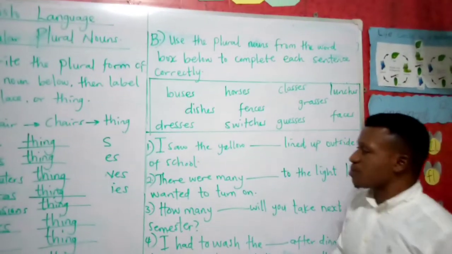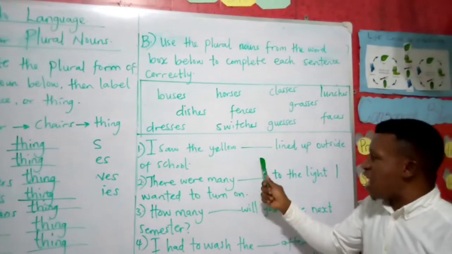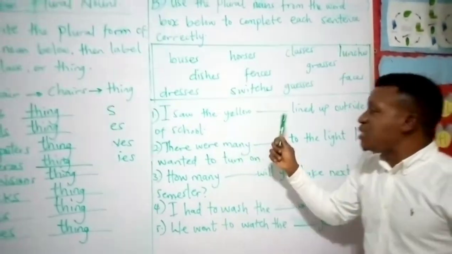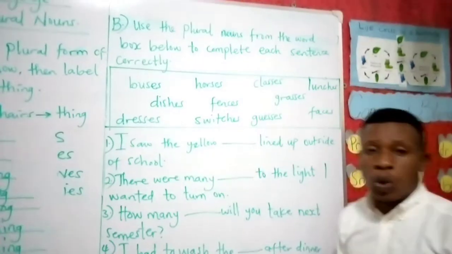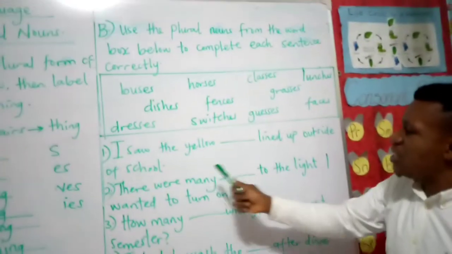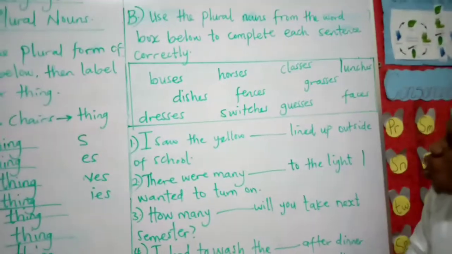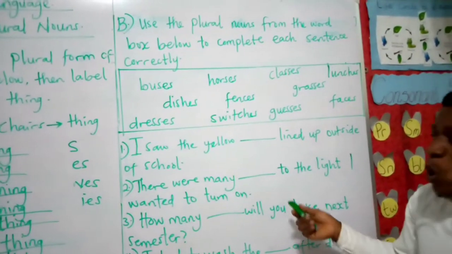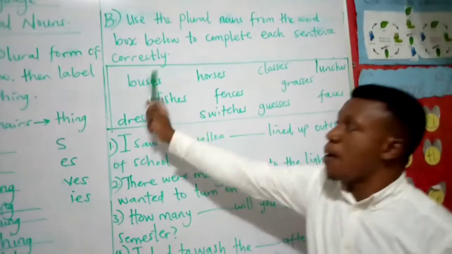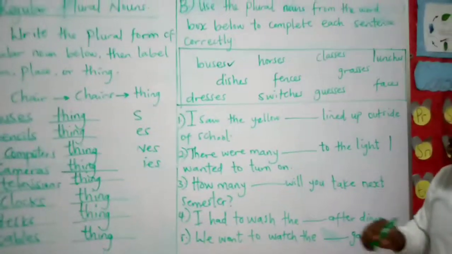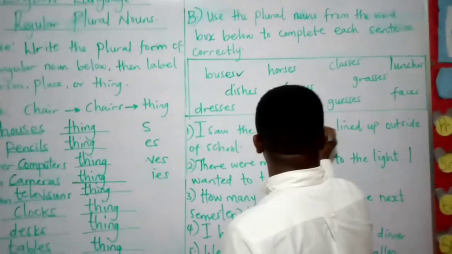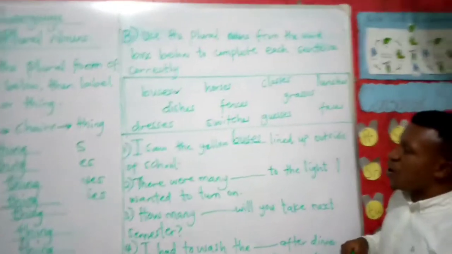Okay, let's go over with this. Number 1 says, I saw the yellow dash lined up outside of school. Which of these do you think fits into number 1? Will you say, I saw yellow horses? I saw yellow dishes? No. Yellow guesses? No. But I saw yellow buses lined up outside of school. Buses. So this is the correct word for number 1.